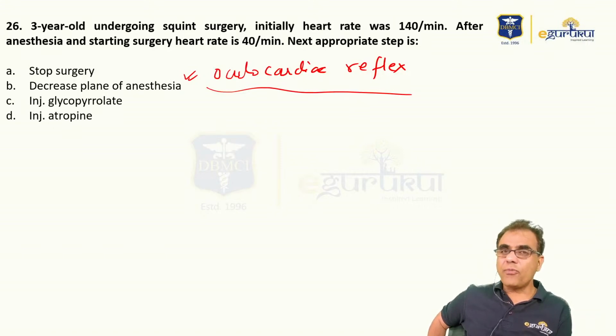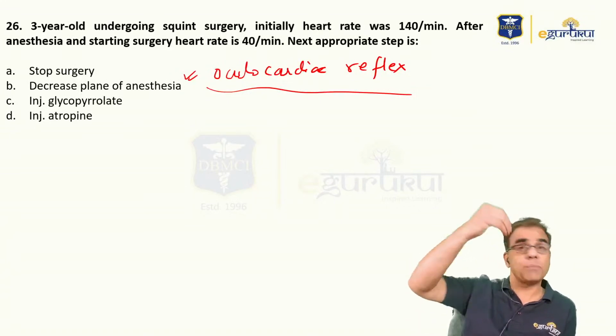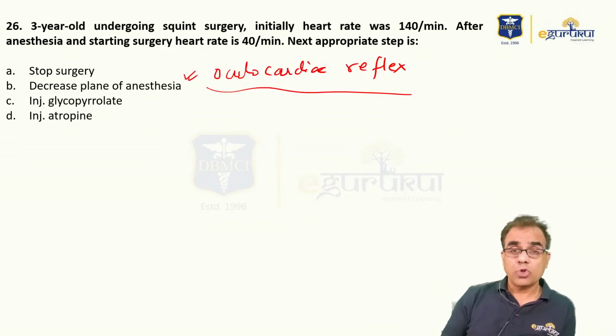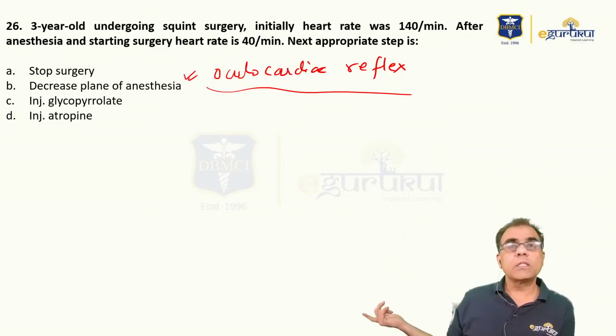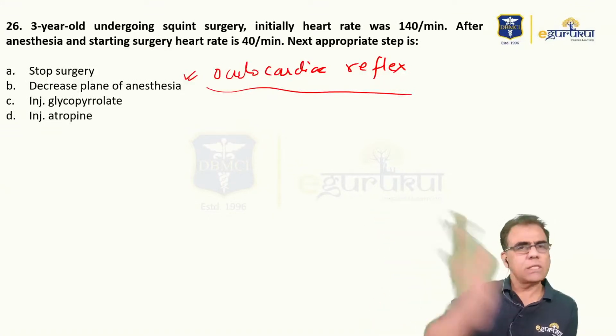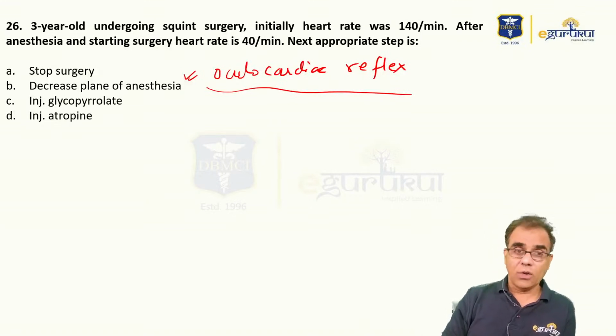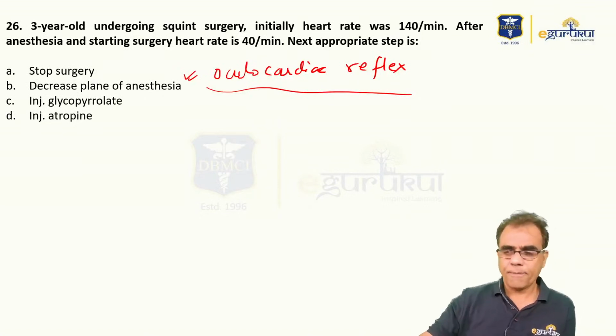If the patient starts to develop bradycardia, this oculocardiac reflex mainly manifests as bradycardia, which can proceed to asystole. So when the patient starts to develop bradycardia, the first thing is you immediately ask the surgeon to relieve the stimulus, which means to stop the surgery. As soon as they remove the stimulus, the bradycardia settles. If not, then obviously you have to give atropine. So the first step would be stop surgery. If not, then we will give atropine.